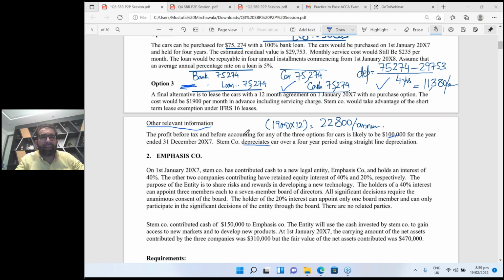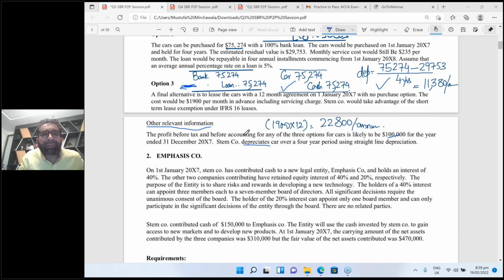Read it. A final alternative is to lease the car within a 12 months agreement on 1st January X7 with no purchase option. So it is a pure less than 12 months deal. The cost would be 1900 per month in advance, including service charge. See, this 1900 already includes service charge. But now the good news is you don't need to split the service charge and lease payment, because this is an operating lease.